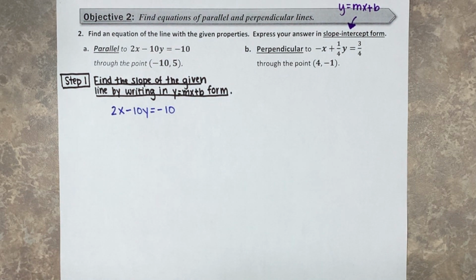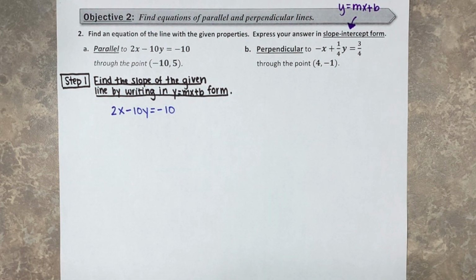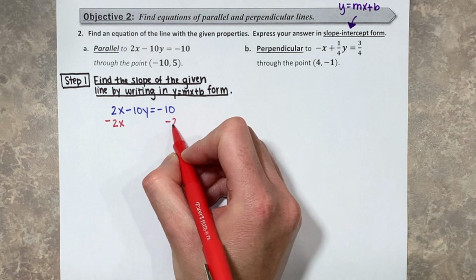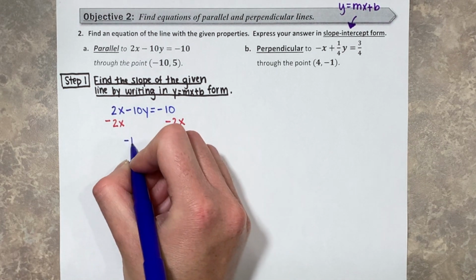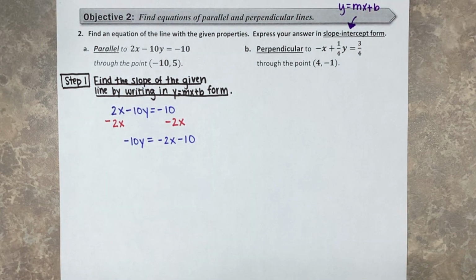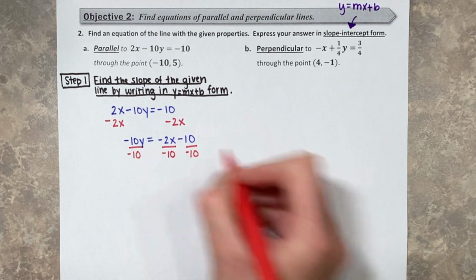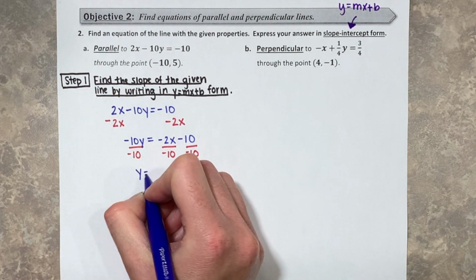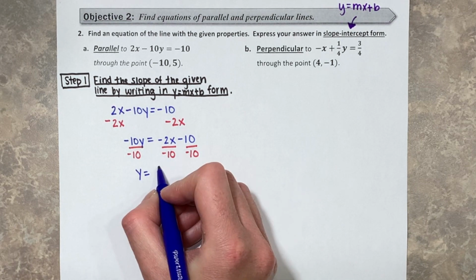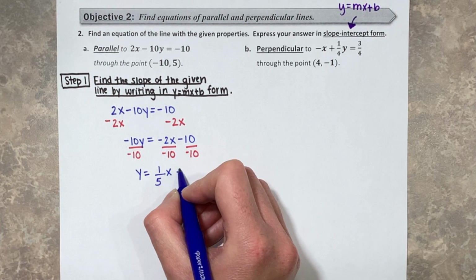So I've started by copying down the given line. To write this in y equals mx plus b form, we need to isolate y. Let's start by subtracting 2x. That will leave us with negative 10y is equal to negative 2x minus 10. Then let's divide by negative 10. And that will leave us with y is equal to negative 2 over negative 10 simplifies to a positive 1/5 x. And negative 10 divided by negative 10 gives us a positive 1.